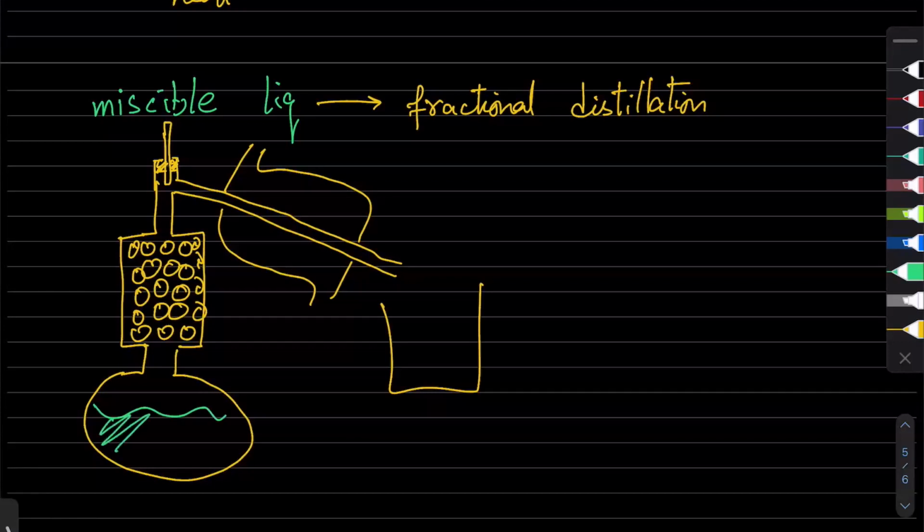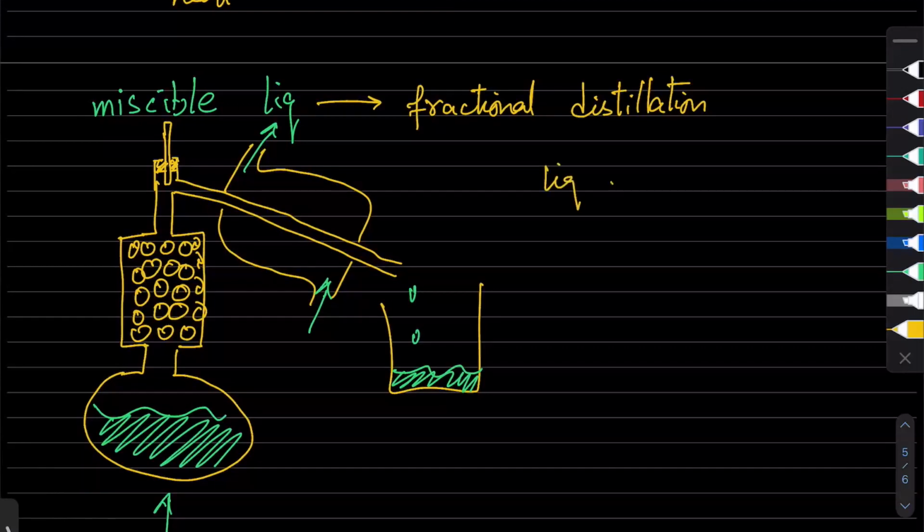The liquid that you have should be heated. It will be collected over here. And the direction should be like this, the coolant. That's how it is. Now, how will you collect them? The liquid with lower boiling point is collected first. Okay, that's one.